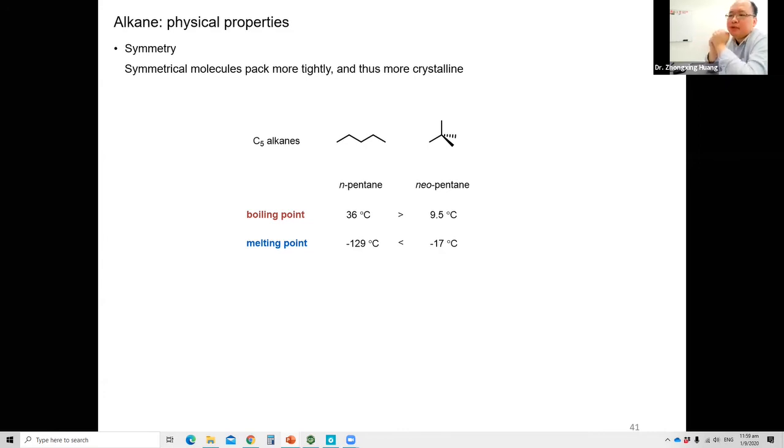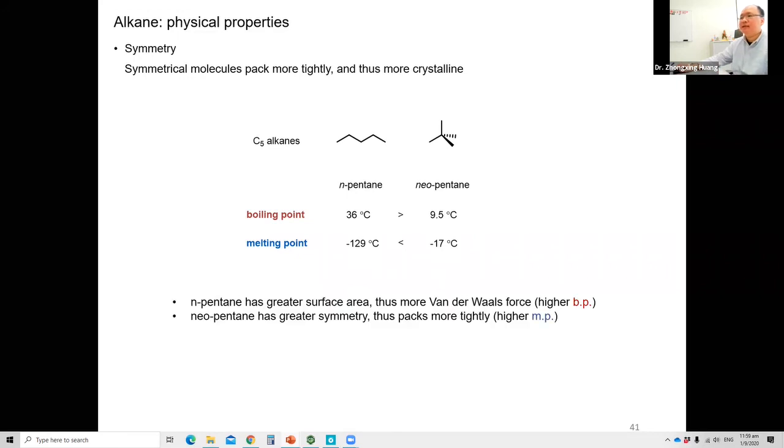But if you compare their melting points, the trend is reversed. Now the neopentane has a higher melting point than the normal pentane. That means in the solid state, neopentane is harder to break apart, to melt. Okay, that's because although n-pentane has greater surface area, neopentane has great symmetry. What that means is that this is a really rigid structure, right? Because it's very packed, and one carbon is substituted with 4 carbons.